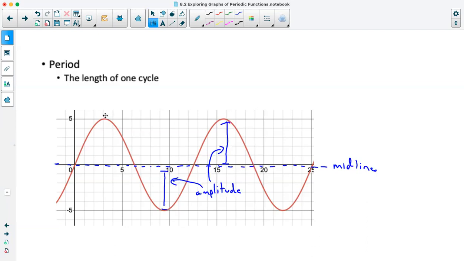Now our period we can get by looking at the distance between two consecutive peaks or two consecutive troughs. So this we could measure to get our period. We can also measure this to get our period.